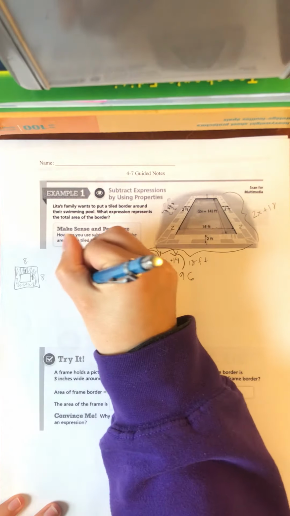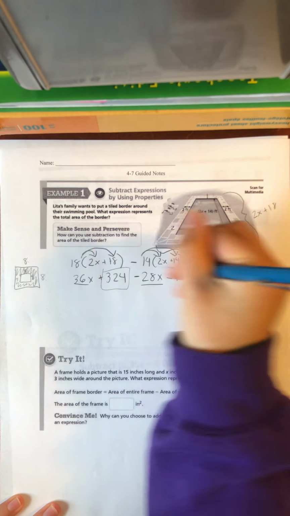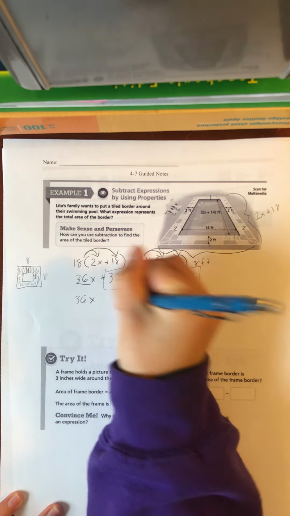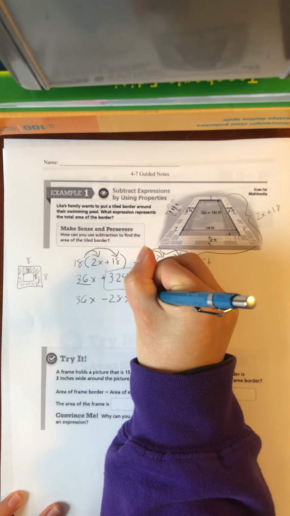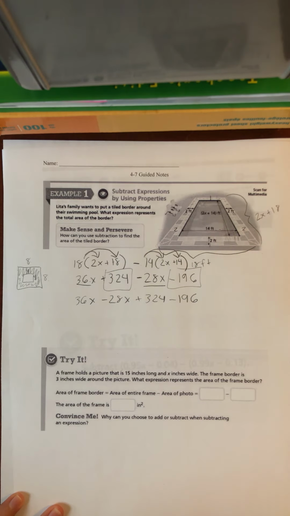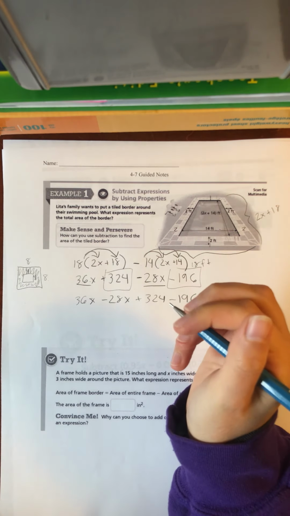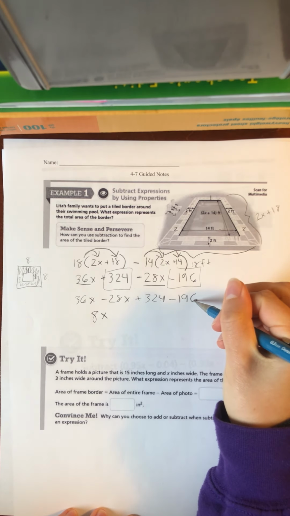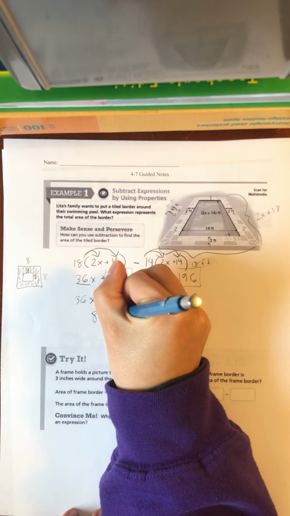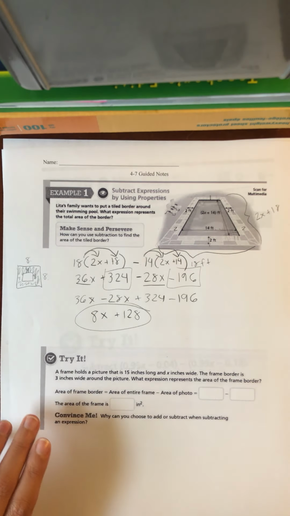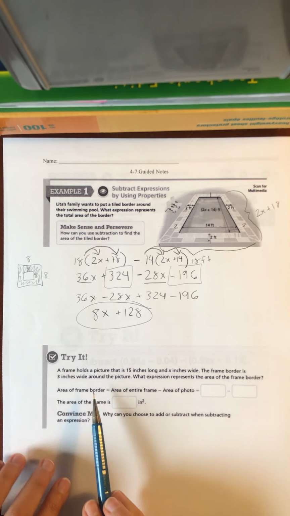Now we can combine like terms. So 36x, I'm just going to reorder it, minus 28x, and then positive 324 minus 196. So 36x minus 28x is 8x, and 324 minus 196 is positive 128. And you can use your calculator for the basic addition stuff, that's fine. Okay, now you're going to do the try it.